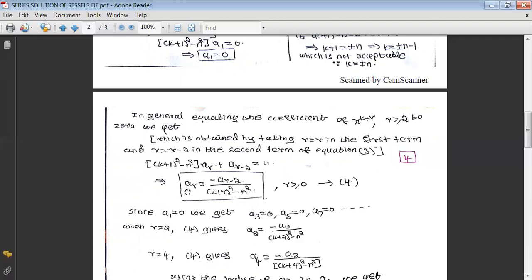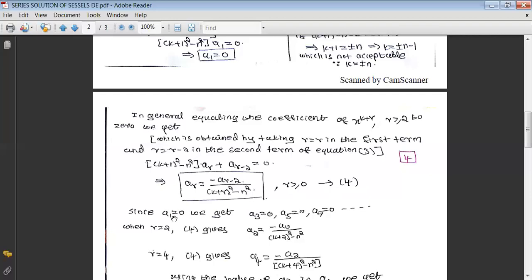Then once you solve this for ar, first you bring this one to the other side, it becomes minus a(r minus 2), and this becomes (k plus r) whole square minus n square. It is not k plus 1, it is (k plus r) whole square minus n square into ar plus a(r minus 2) equal to 0. If we solve this for ar, we are going to get this one. Here, r is greater than or equal to 2, it is not r greater than or equal to 0. Let us take this one as equation 4.